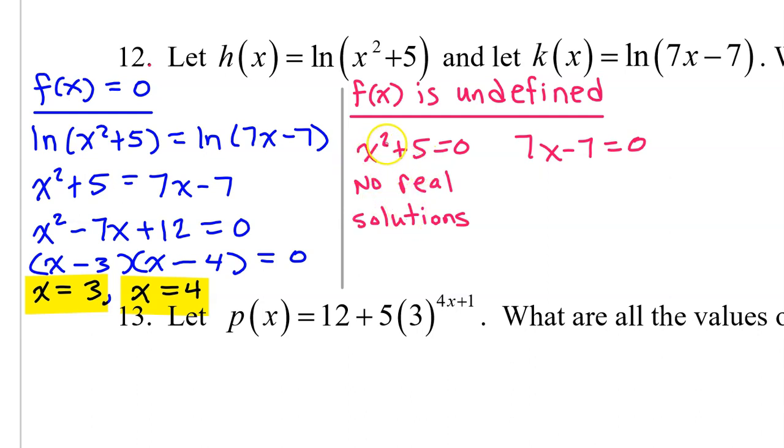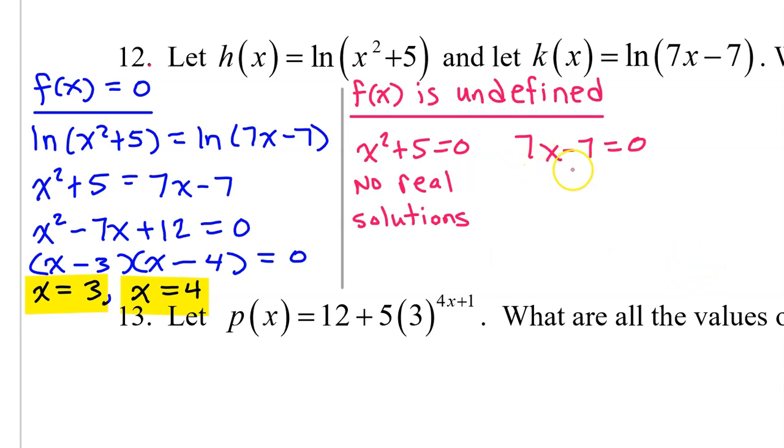X squared is always going to be greater than or equal to 0. If you take the number 5 and then add to it something that is greater than or equal to 0, there's no way that these will cancel out and equal 0. Another way to think about it is if you try to solve this by subtracting 5 from both sides, then we get x squared is equal to negative 5. Again, right there, you cannot square something and get a negative number, so no real solutions. Or if you kept going and you took the square root of both sides, then you would get x is equal to plus or minus the square root of negative 5. This is going to be imaginary.